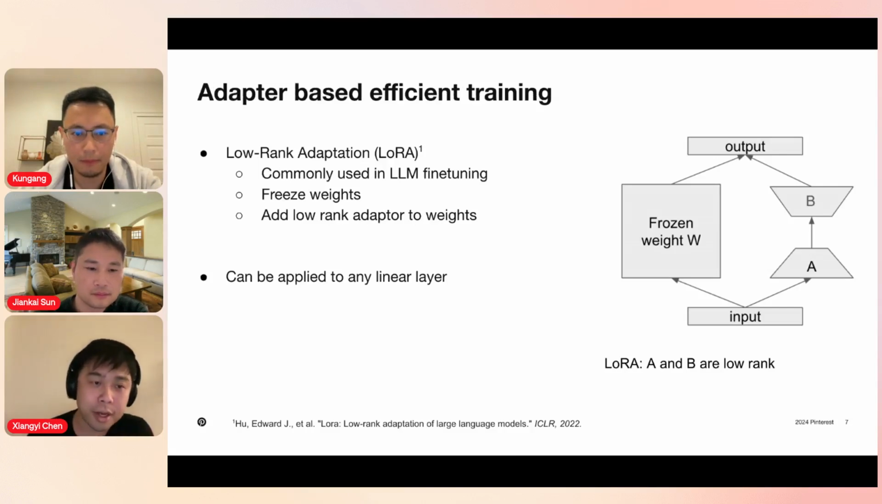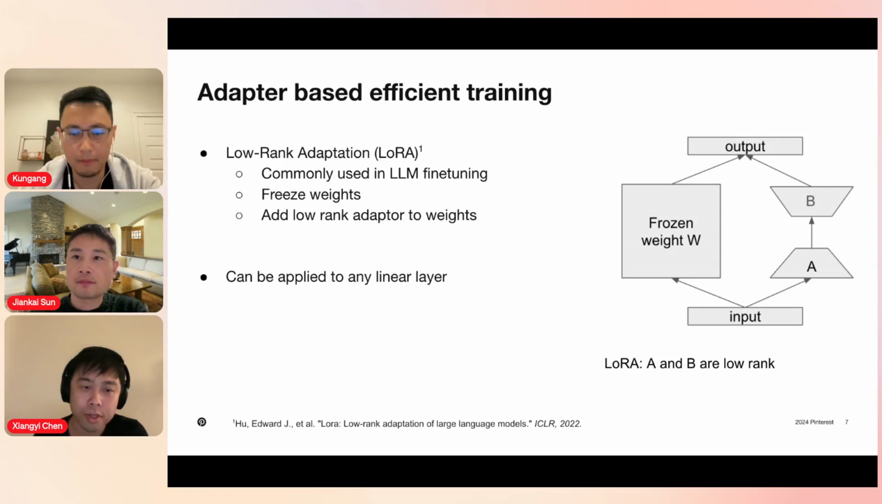As mentioned by Kungang and Jiankai, one of the major bottlenecks in the framework is the communication between the advertising platform and the clean room, because we need to send the per-sample gradient back and forth every time. To cope with this problem, we propose to use adapter-based methods for efficient training. More specifically, we use LoRA to fine-tune a pre-trained base model without using the advertiser's data, and then fine-tune on the advertiser's data in the clean room.